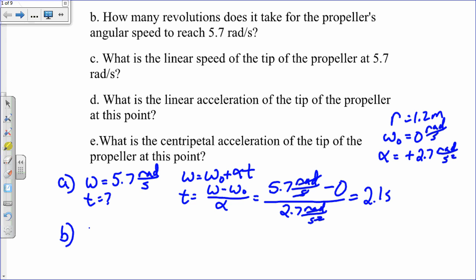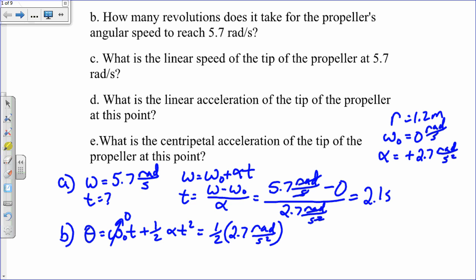So for part B, I'm looking for theta. It's equal to omega naught t plus 1/2 alpha t squared. Omega naught is 0, so this whole term goes away. I have all this information. It's just 1/2 alpha, which is 2.7 radians per second squared, times t squared. Check out my units. They cancel, leave me with radians, and the answer is 6 radians.